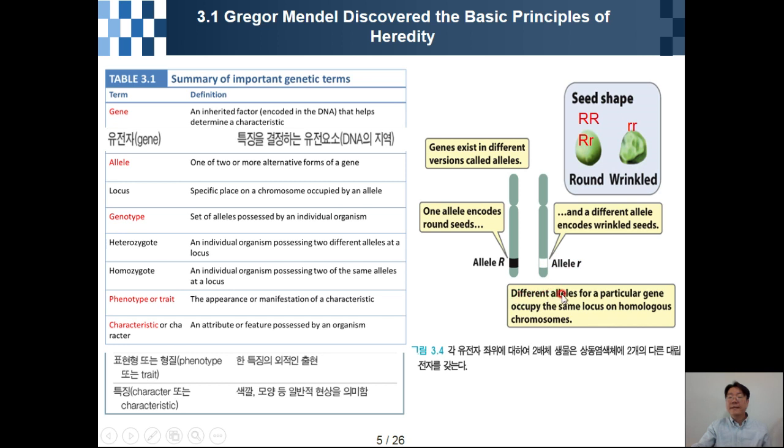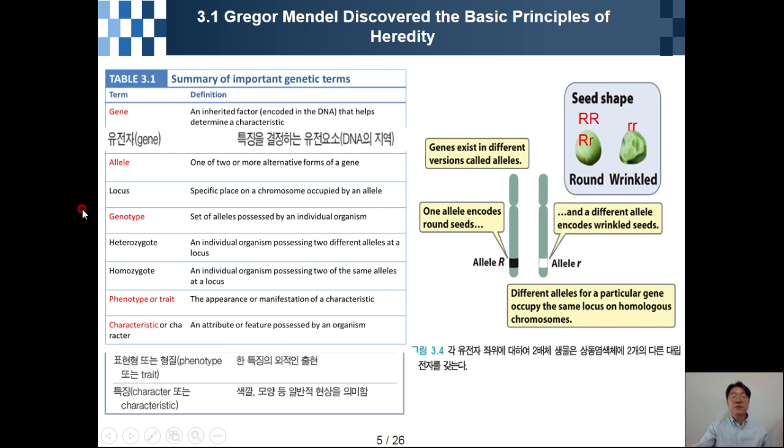So different alleles of a particular gene occupy the same locus on the homologous chromosomes like this, large R or small r. So allele means one of two alternative forms of a gene. For example, for seed shape, large R or small r.